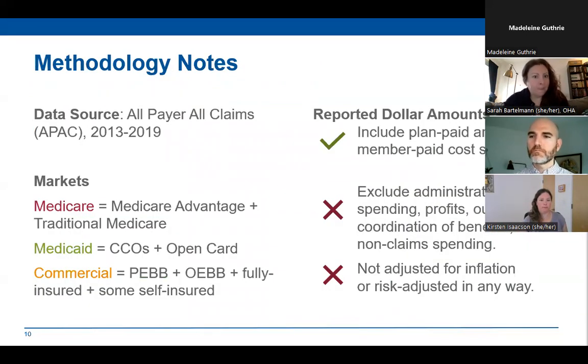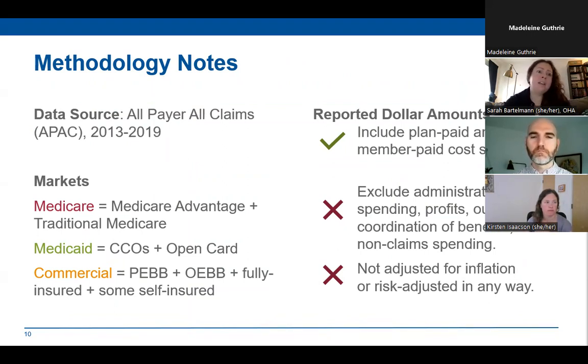Next slide. One more note on methodology. So when we're talking about markets, when we're talking about Medicare here, Medicare includes Medicare Advantage plans as well as traditional Medicare or Medicare fee-for-service. Medicaid includes our CCOs, our coordinated care organizations, as well as Open Card or Medicaid fee-for-service. On our commercial side, we have our public employee plans, PEB and OEB, as well as all of the fully insured lives and some of the self-insured lives.